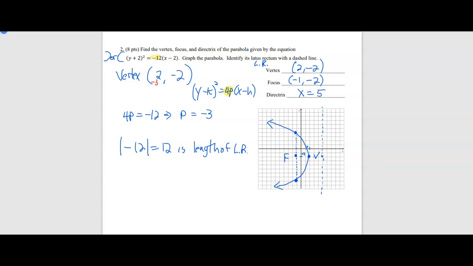I don't think I went 6 up. 1, 2, 3, 4, 5, 6. Yeah, I did. Okay, good. So this is the parabola. We have identified the LR with a dashed line.